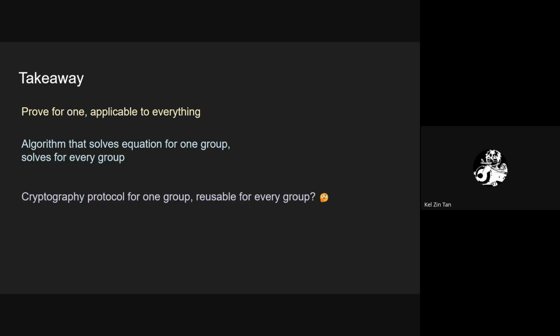The takeaway from studying group theory is that if we prove something for one group, the property applies to everything. The property that we proved just now can be applied to any group. If we have an algorithm that solves an equation for one group, that algorithm will solve it for every group. And if we have a cryptography protocol for one group, perhaps we can use the same protocol for every different group. This is something interesting to think about.